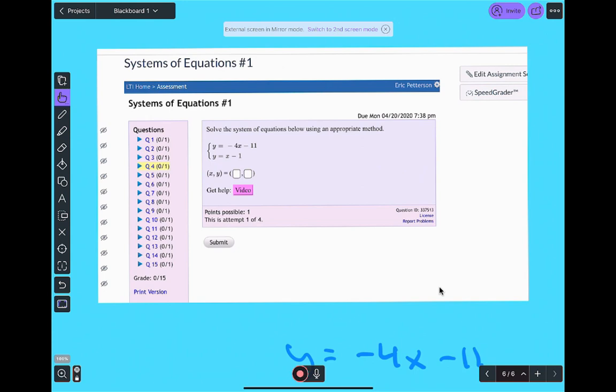For problems 4, 5, and 6 in this assignment, we're going to have to solve a system of equations algebraically. So in this problem, the two equations I have are y equals negative 4x minus 11 and y is equal to x minus 1. Let me show you how to solve a system of equations algebraically.